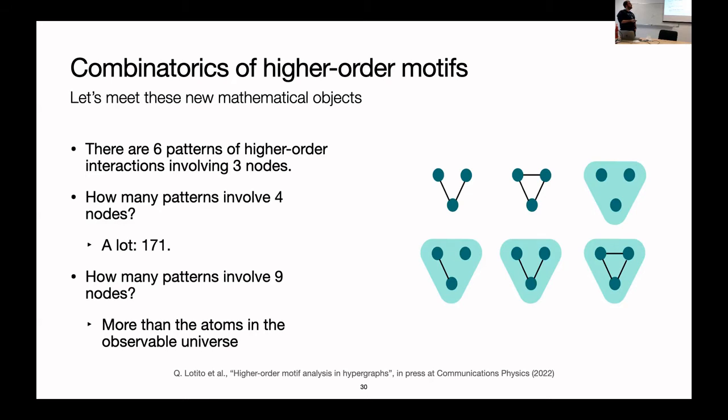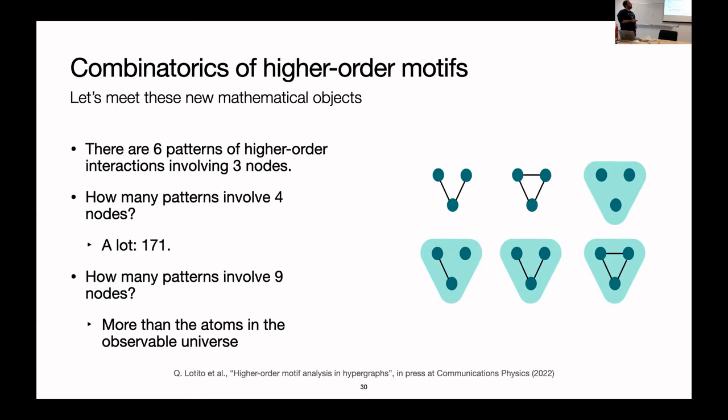An interesting problem here is to count how many patterns there are with a given number of nodes. For example, if you consider 4 nodes instead of 3, we get 171 patterns. This number grows really, really fast. For example, if we consider 9 nodes, we have more patterns than the atoms in the observable universe. We will not dive into the combinatorics of this object, but in the paper we provide an upper bound and a lower bound on this number.